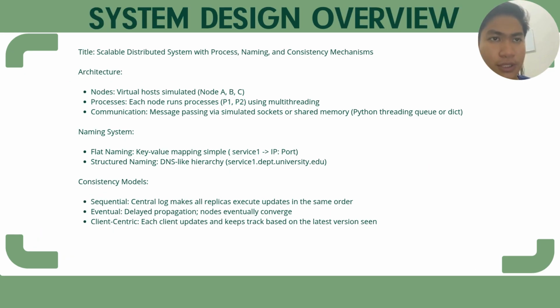And about the system design overview, this system uses virtual nodes called A, B, and C to create a distributed network. Each node runs several processes at the same time using multithreading. These processes talk to each other by sending messages through simulated sockets or shared memory using tools like Python threading queue. The system has two naming methods.